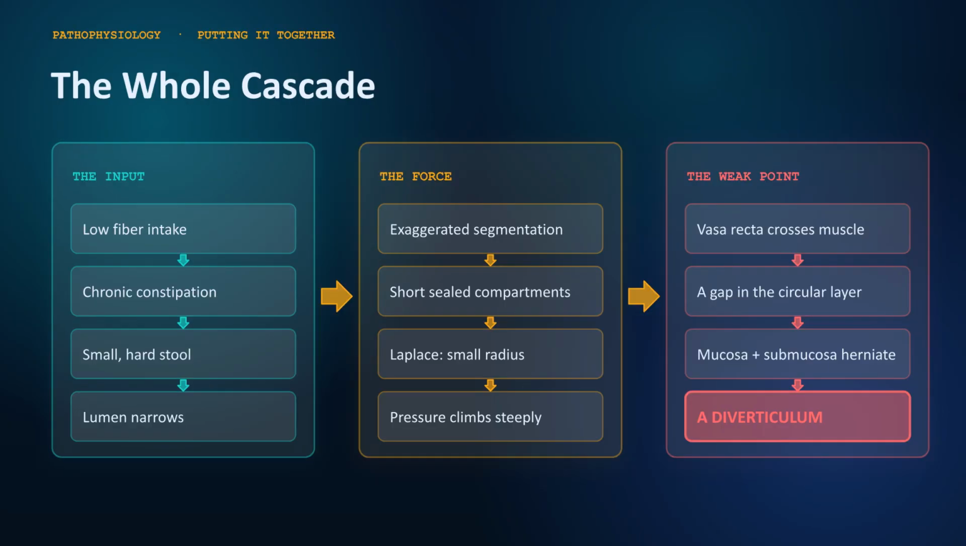Let us assemble the whole cascade. Follow the arrows. On the left, low fiber intake and constipation give us a small hard stool. That narrows the lumen. In the middle, exaggerated segmenting contractions close off short compartments, and by Laplace, the narrow sigmoid converts that same contraction into very high pressure. Meanwhile, the aging wall stiffens and shortens. On the right, that pressure goes looking for the weakest point in the wall, and it finds the gap where the vasa recta crosses the muscle. Mucosa and submucosa herniate through it, and a diverticulum is born. Every arrow on this slide is something you can name at the bedside.